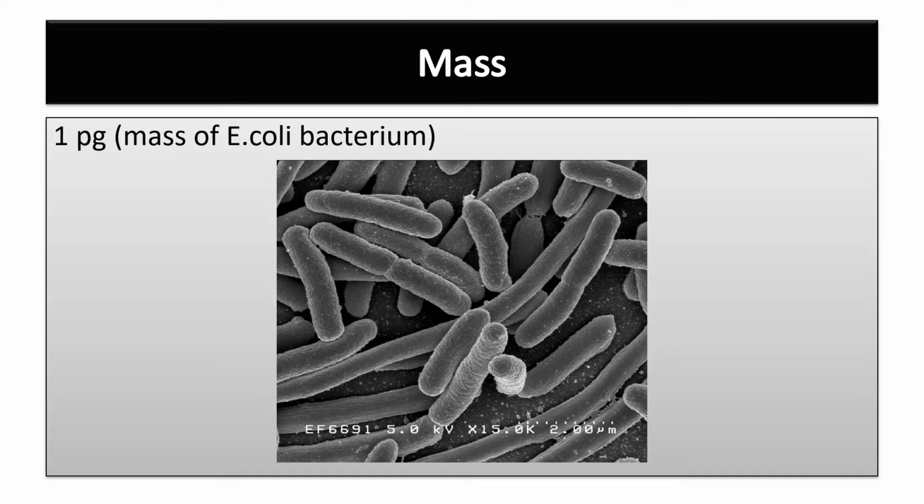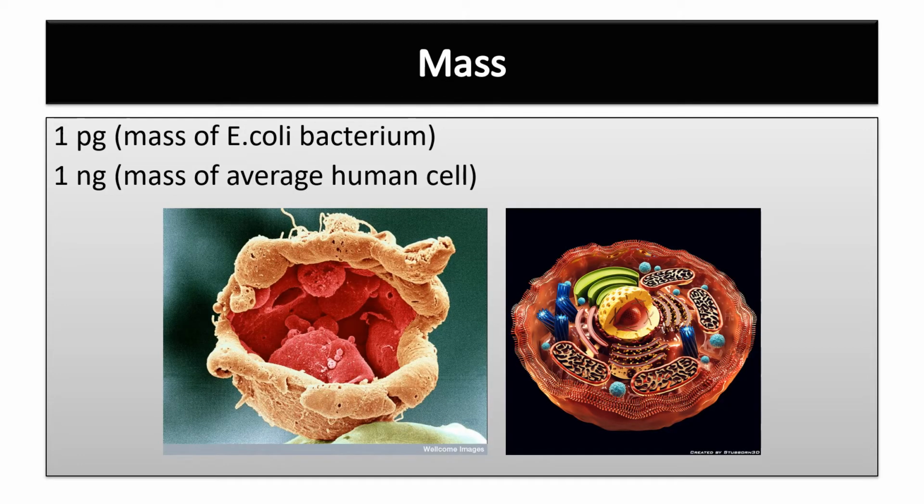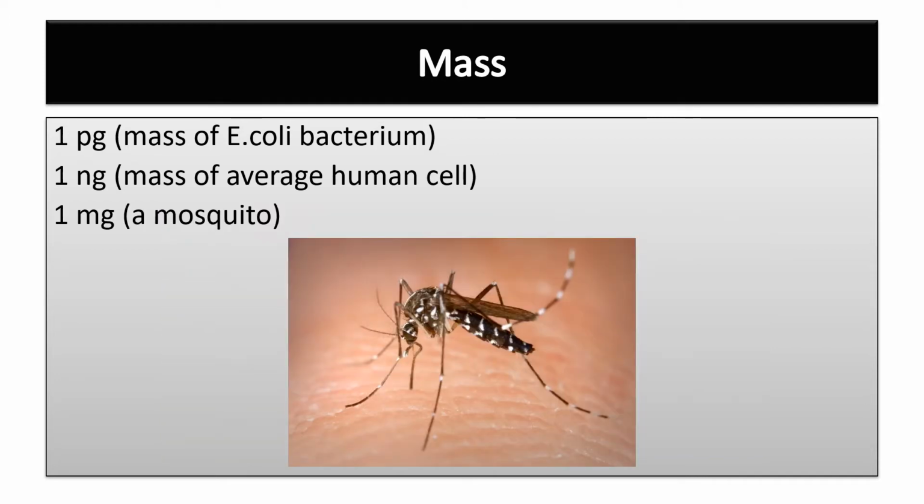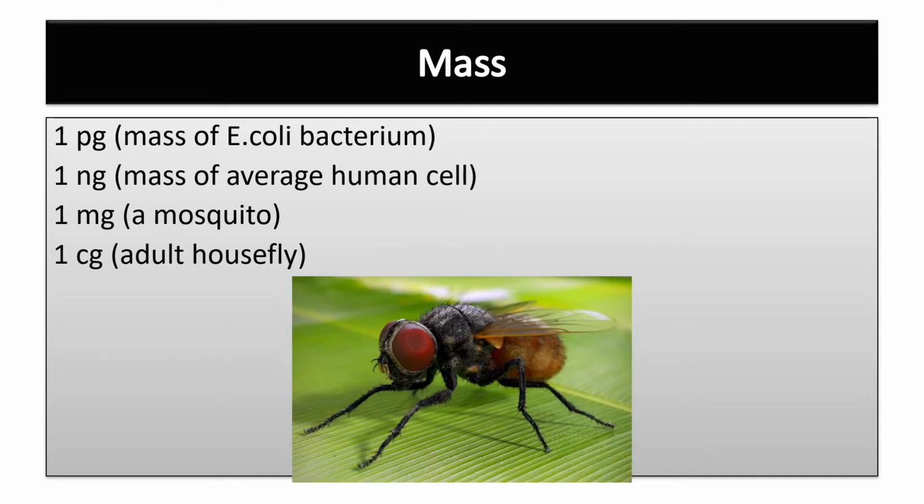I like to give some examples so you get an idea of how big these things are and how powerful the powers of 10 and these prefixes are in describing different things just by changing the prefix. So 1 picogram is the mass of an E. coli bacteria. 1 nanogram is the mass of an average human cell. 1 milligram is the mass of a mosquito. 1 centigram is about the mass of an adult housefly.